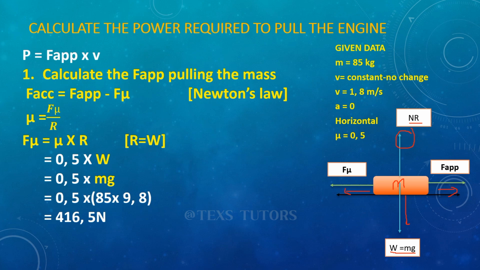We want to calculate the power. When an object is moving at a constant velocity, the formula which we can use for power is applied force times velocity. According to the question given, we do not have the applied force, which means we first need to calculate the force applied pulling the mass. So we're going to use the Newton's law formula on a horizontal plane for when it should have been accelerating, and that formula is accelerating force is applied force minus the frictional force. Please make sure you learn this formula, as it is not on your formula page for the exam.